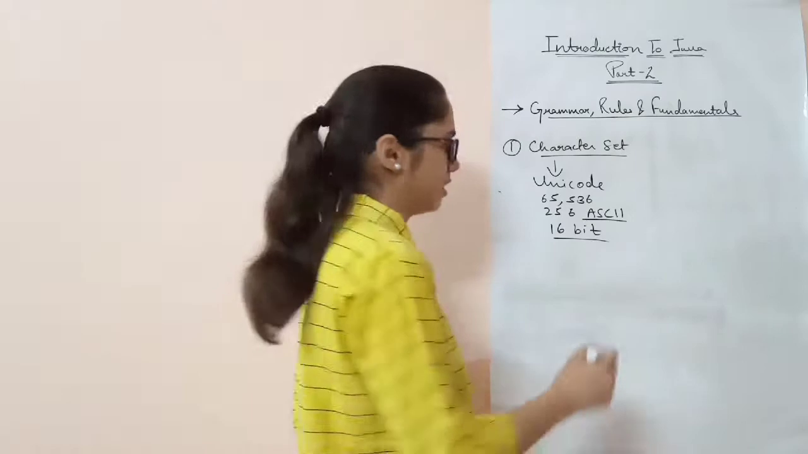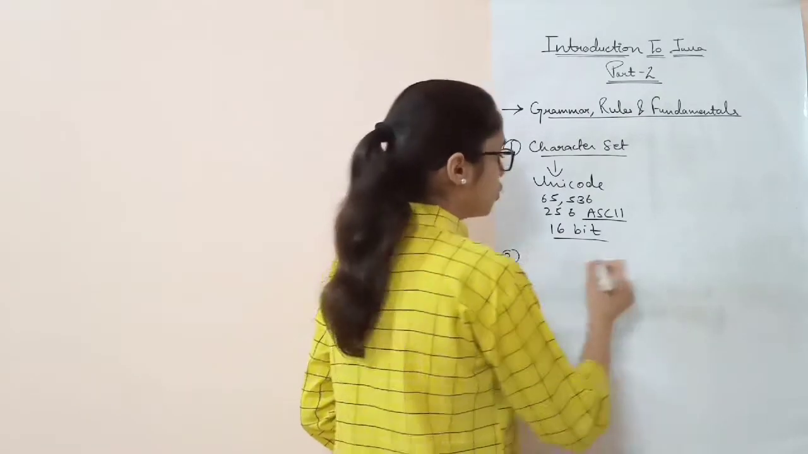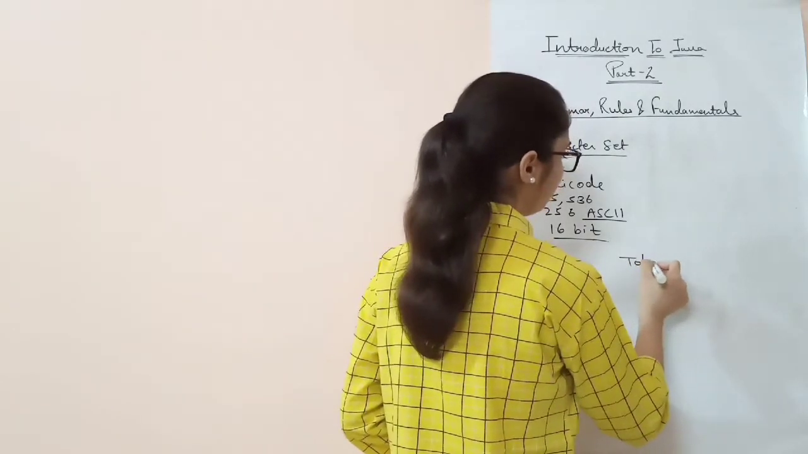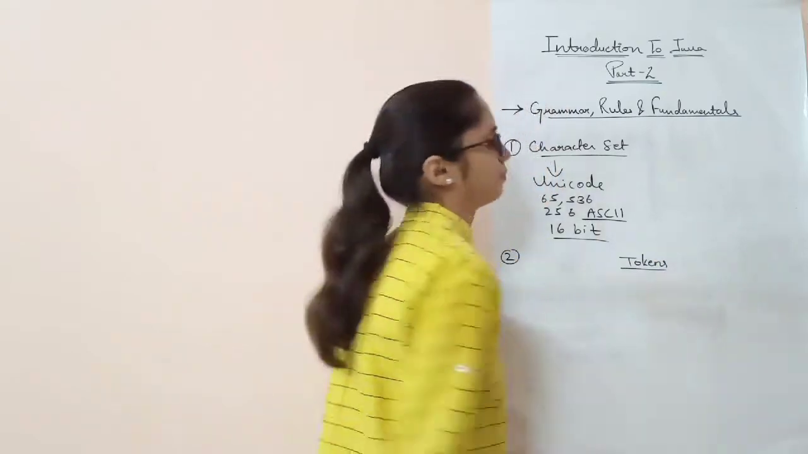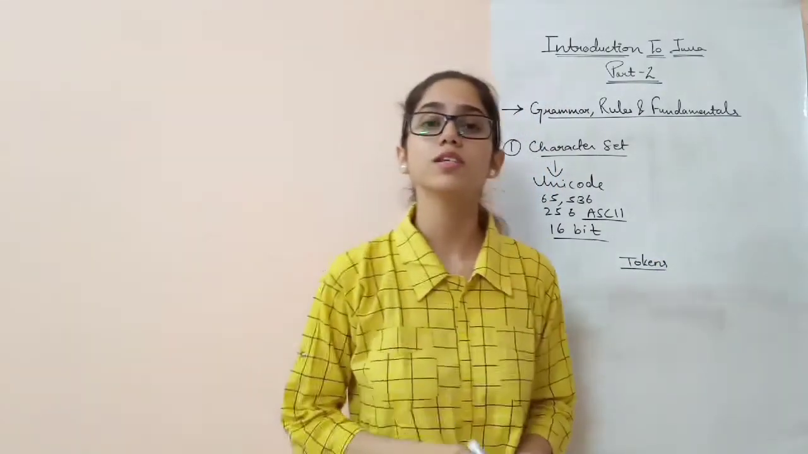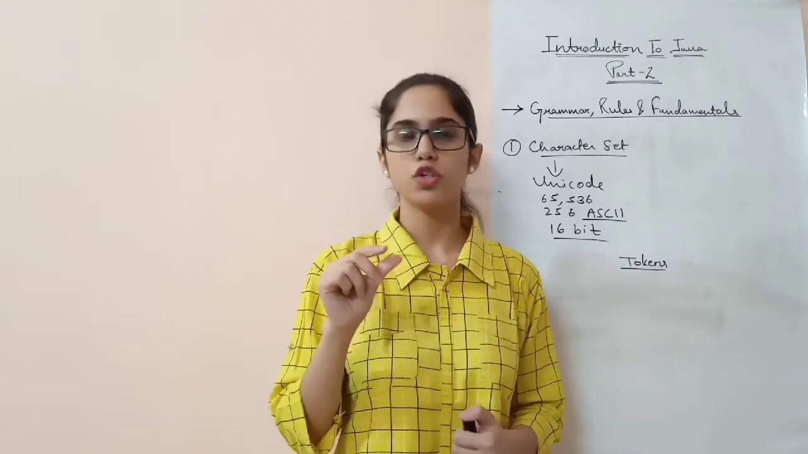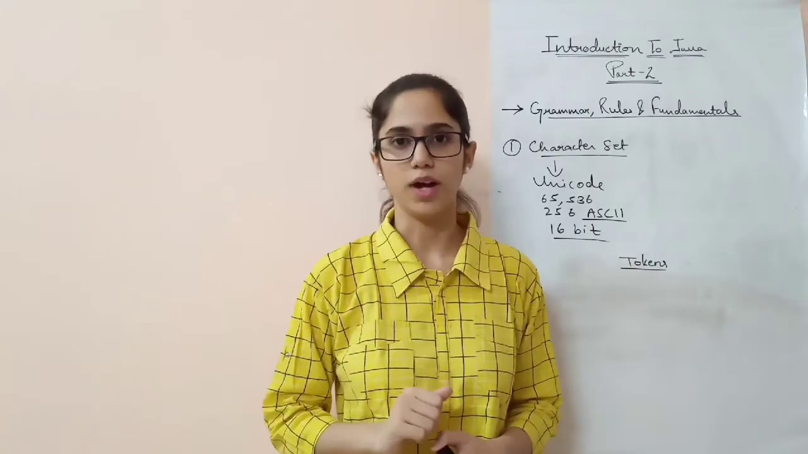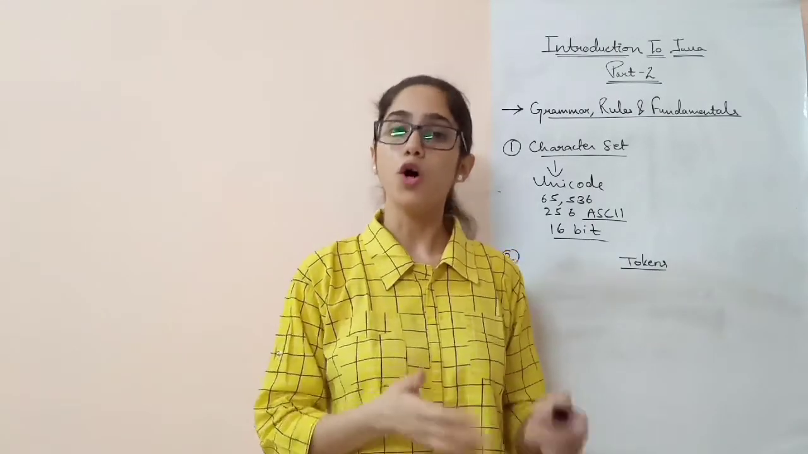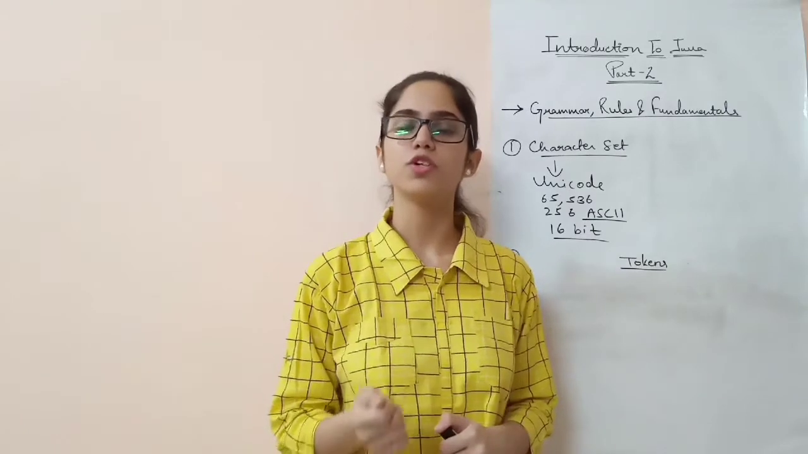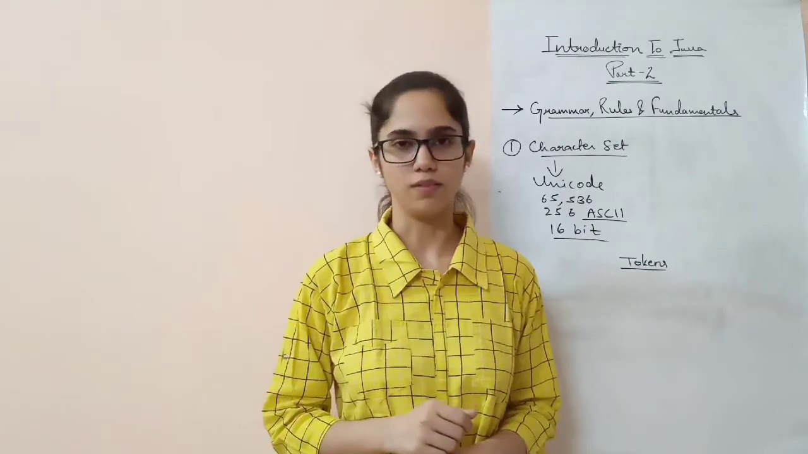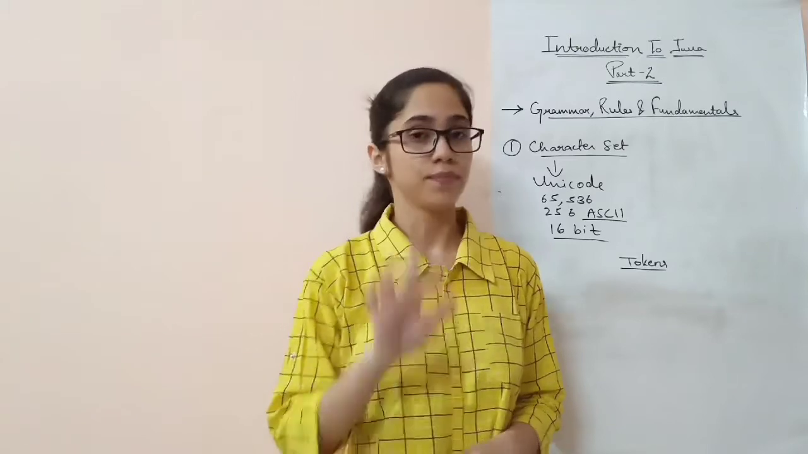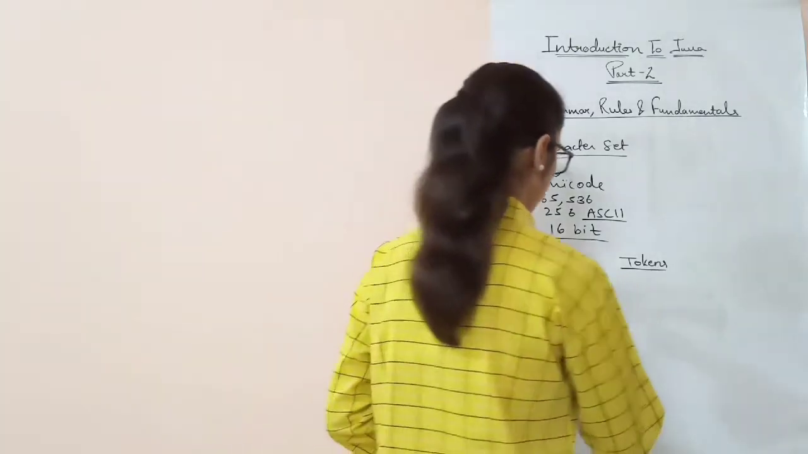Now the next thing is tokens. What are tokens? The smallest unit of a statement written in Java program is called a token. Or you can say the smallest unit which is meaningful to the compiler of Java is called token. Now there are 5 kinds of tokens.